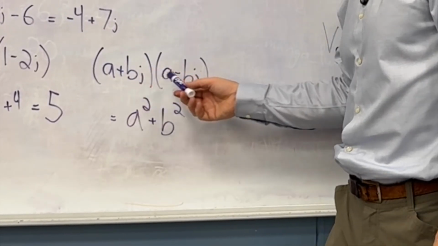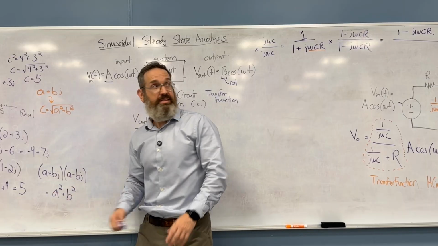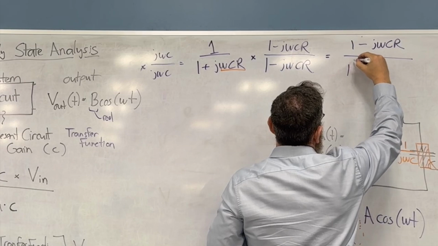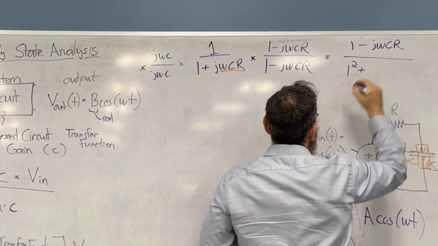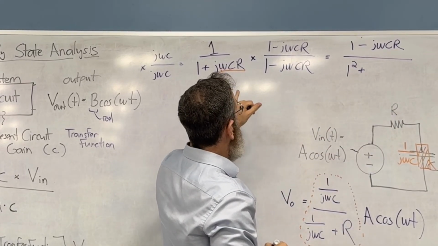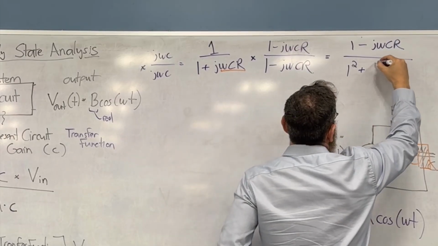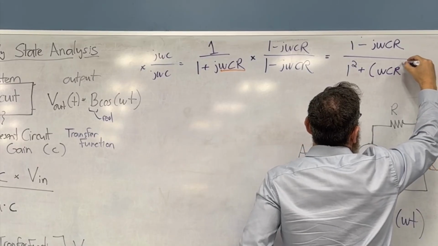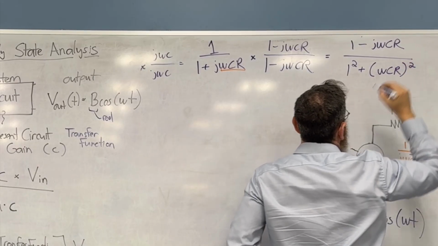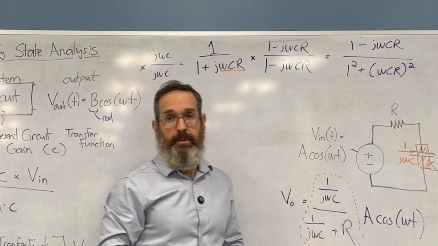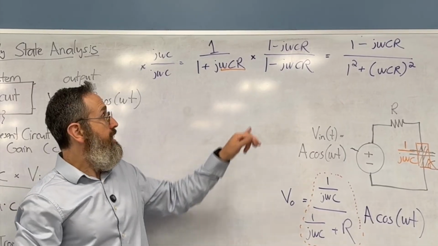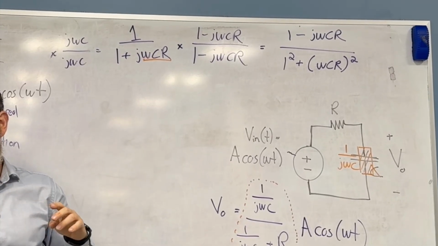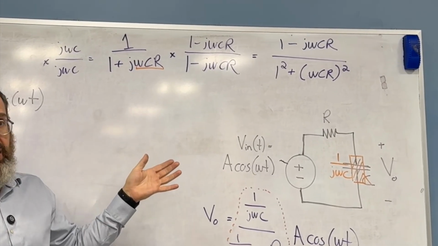We could do it fully out, but hopefully you'll see that this is what happens. All I need to do is square the first term, which is 1 squared, plus square the second term, which is ωCR squared. That's why I showed you how to do the complex conjugate multiplication. Why? What does this buy us?